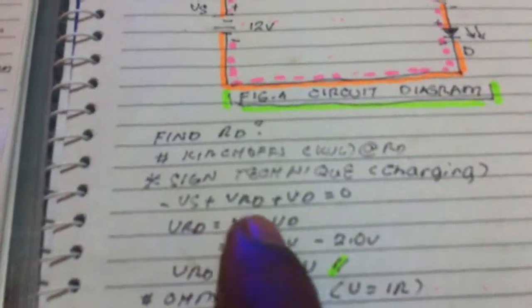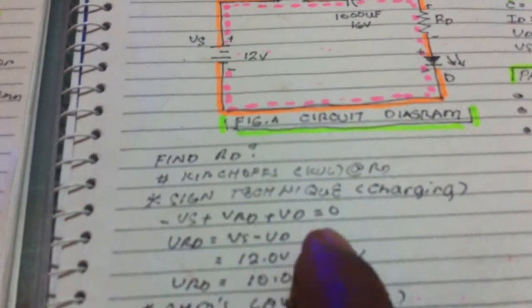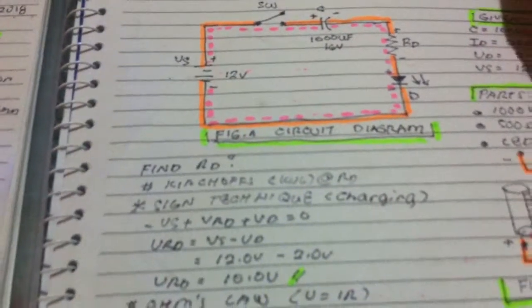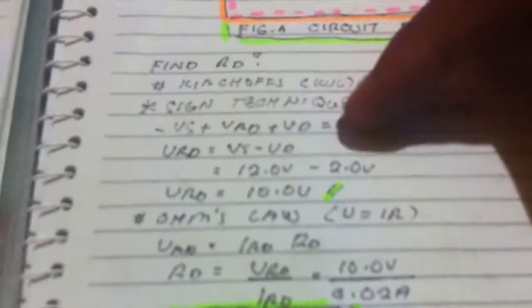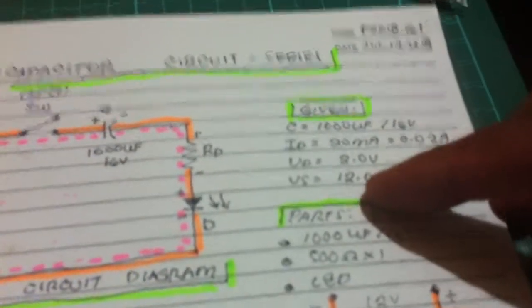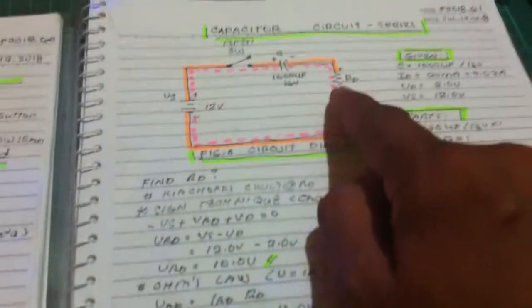So we got this equation: negative Vs plus voltage drop resistor plus voltage drop diode is equal to 0. According to Kirchhoff's voltage loop, the sum of all voltages in a closed loop is equal to 0. We get now a voltage drop across the resistor of 10 volts. Using Ohm's law, we get this 500 ohms. The 0.02 here and the 2 volts I'm using in the diode LED is given in the datasheet of an LED. This one. So we computed the value of the resistor here.